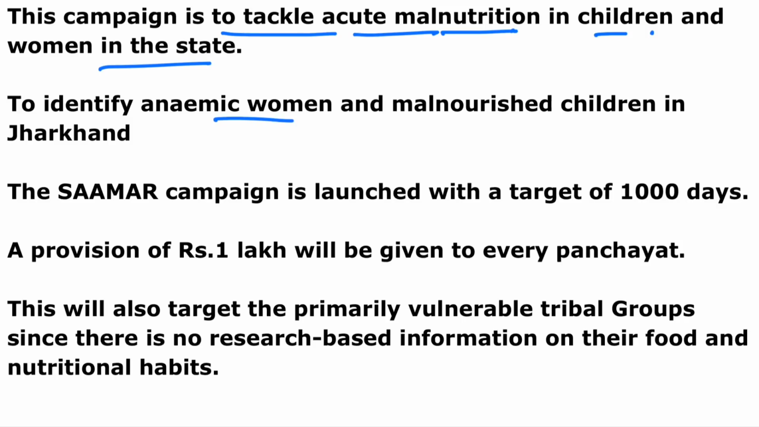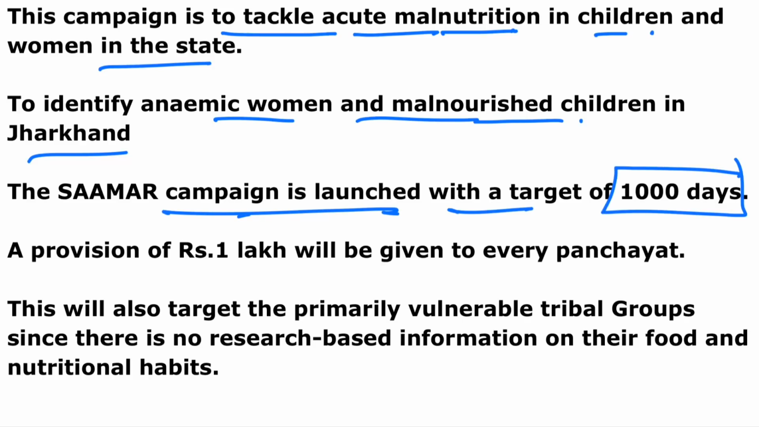So it is just to identify anemic women and malnourished children in the Jharkhand. And this program is launched with a target of 1,000 days. That is a huge campaign, 1,000 days campaign, under which an annual survey will be conducted to track the progress. And for the implementation of this campaign, rupees 1 lakh will be given to every panchayat, so that they can implement these type of the facilities.